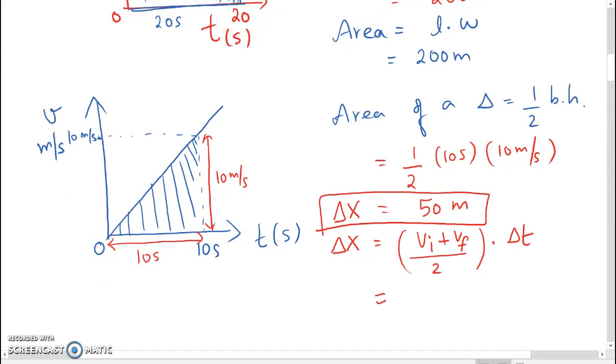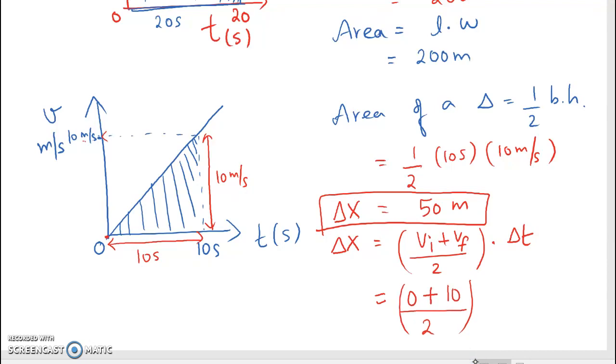We can compute the average as the mathematical average because we know that the velocity is changing at a steady rate. So the initial velocity is 0 at the beginning of the time interval. The final velocity at the end of 10 seconds is 10 meters per second. So 0 plus 10 divided by 2 times the interval of time itself, 10 seconds. So you would still get the answer as 50 meters.